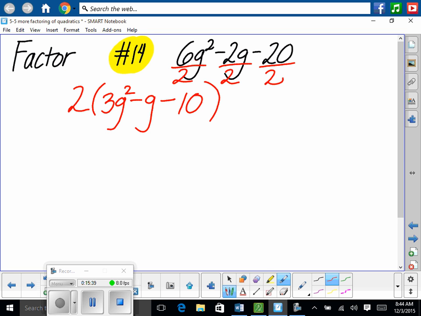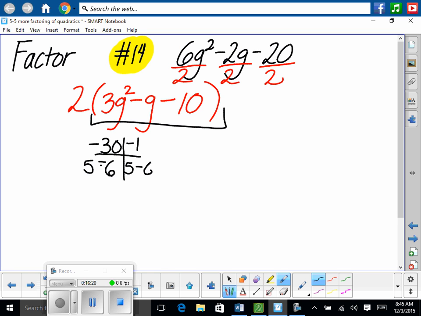Now let's look. In here is a quadratic. Yes or no? Yes, because it's degree 2. So we need to keep factoring this. So we're going to ignore this 2 for a minute and keep factoring this piece. So we're doing what multiplies to be a times c. Now Riley, you've got to do a times c. Does that make sense? We're looking for what multiplies to be negative 30 and adds up to be negative 1. So 5 times 6, right? One of them would have to be negative. Which one? 6. Good. So then we know our factors are positive 5 and negative 6.